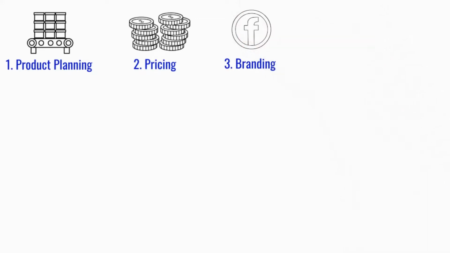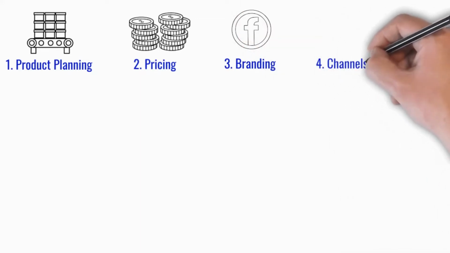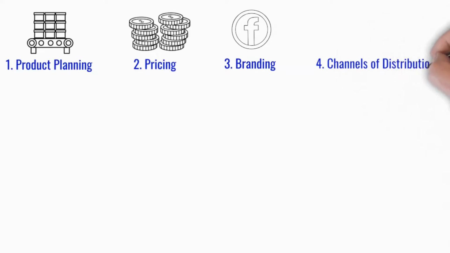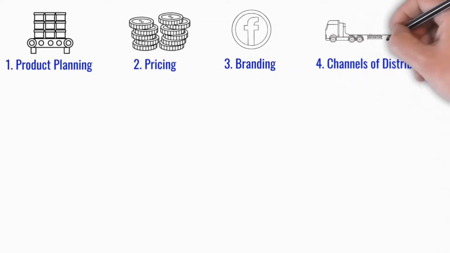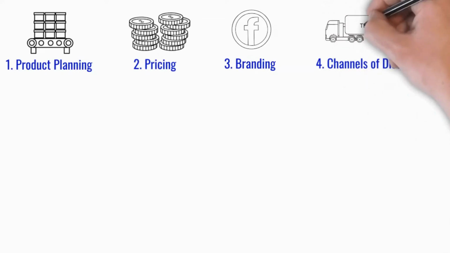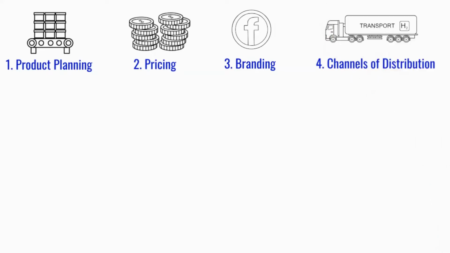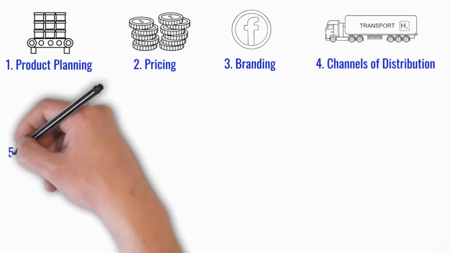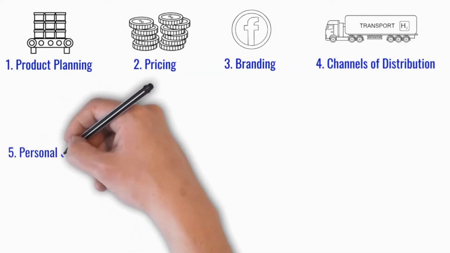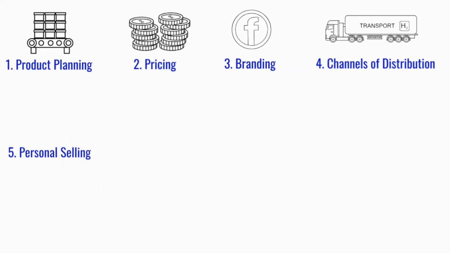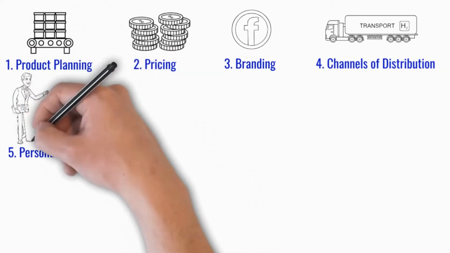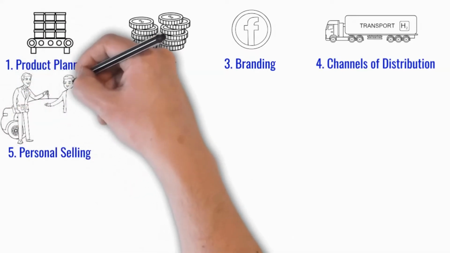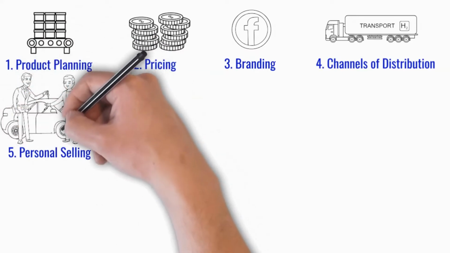The fourth ingredient is channels of distribution. That's the channels to use between the plant and the consumer, the degree of selectivity among wholesalers and retailers, efforts to gain cooperation of the trade. The fifth ingredient is personal selling. That's the burden placed on personal selling and the methods to be employed in the manufacturer's organisation, the wholesale segments of the trade, and the retail segment of the trade.